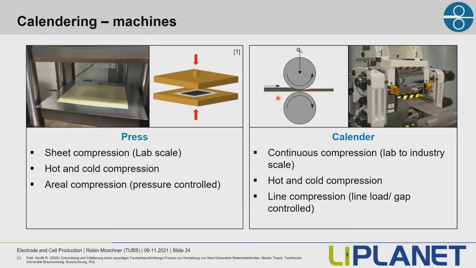Machines to do the calendering are usually of two types. First being presses. In a press, we can do sheet compression. So this is more of a lab scale. We can do it hot or cold, and we have an aerial compression. So this process is pressure controlled. On the other side, we have calenders, which are continuous compression devices and therefore more on the industrial scale. Can also do hot and cold compression, but these processes are line compression processes. So it is quite difficult to calculate the pressure. So this is why the calendering process is usually line load or gap controlled.